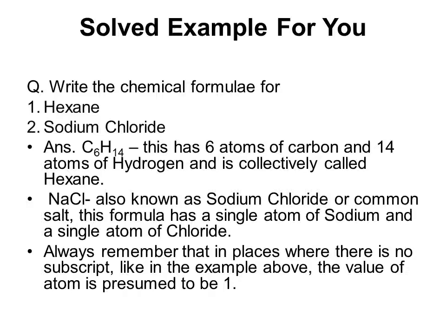For example, the chemical formula for hexane is C6H14. This has 6 atoms of carbon and 14 atoms of hydrogen and is collectively called hexane. While sodium chloride, known as common salt, has a single atom of sodium and a single atom of chlorine, that is NaCl. Also remember that in places where there is no subscript, like in the example above, the value of atom is presumed to be 1.